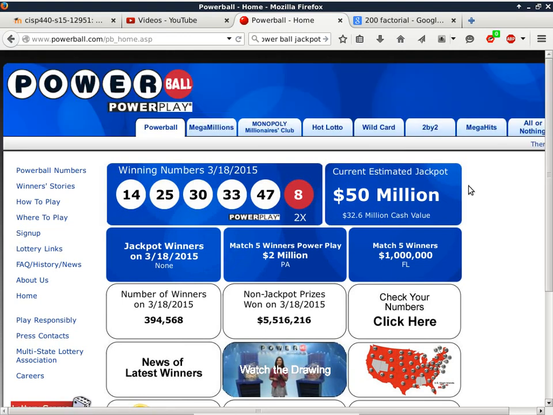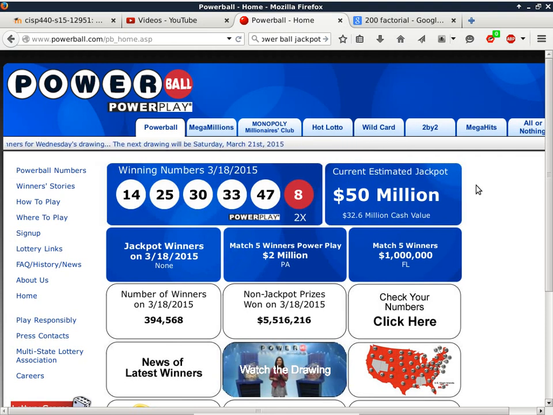Okay, current estimated jackpot is only $50 million. And you have 1 in 170 million chance to win. So the average payoff is 33 cents per dollar, less than 1 in 3.